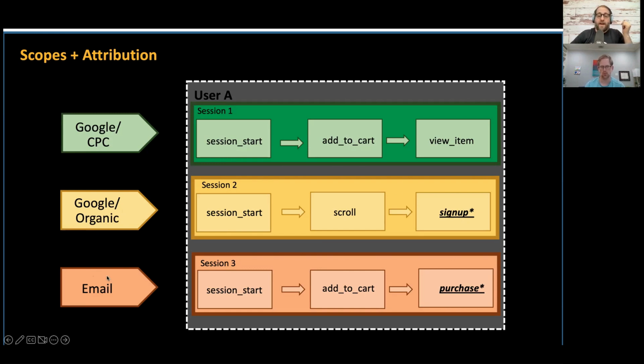It was set up as a conversion on the website. Then a third time, he got an email, Labor Day. He clicked on the email, the session started, he added an item to cart, and then he actually purchased those new pair of Nike shoes. So let's go ahead and analyze who gets the credit and who gets the credit for what.